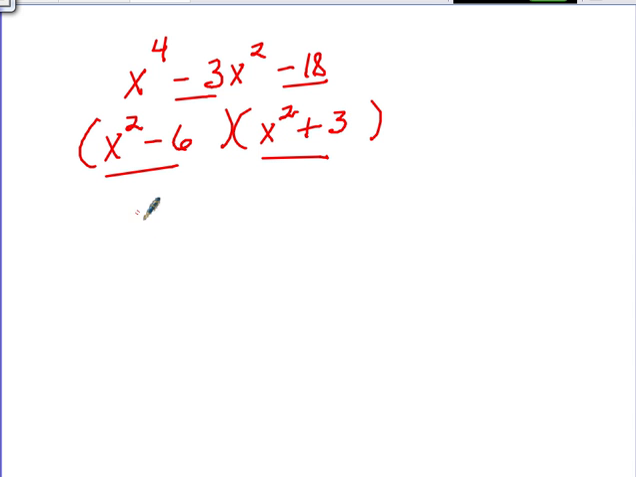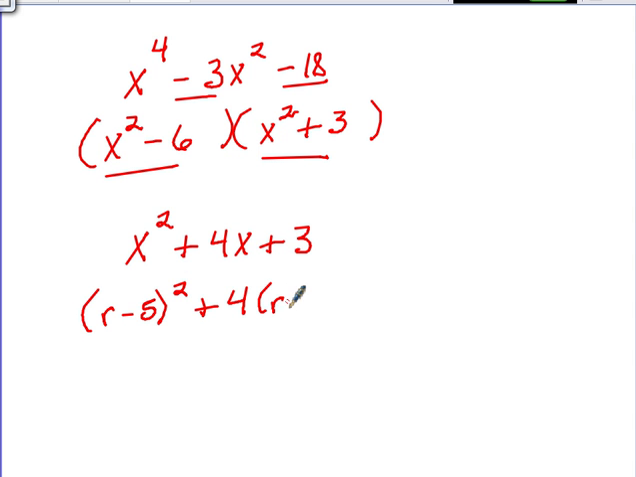You might have one which instead of, I've showed you this, instead of x squared plus 4x plus 3, what if you had r minus 5 squared plus 4 times r minus 5 plus 3? You do it the same way, okay? You would say, well, this is kind of ugly, but since I have r minus 5's here and here, let's take that out, replace it with another letter. Replace it with like a u.